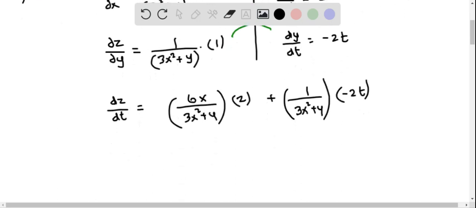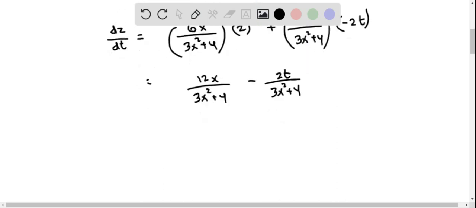Now we will simplify this. In the first term we have 6x times 2 is 12x divided by 3x squared plus y, and in the second term we have negative 2t divided by 3x squared plus y. As we can observe, we can factor the 1 over 3x squared plus y. So I'm going to factor that. So I write down 1 over 3x squared plus y. And when I factor this from the two terms, I will get 12x minus 2t.